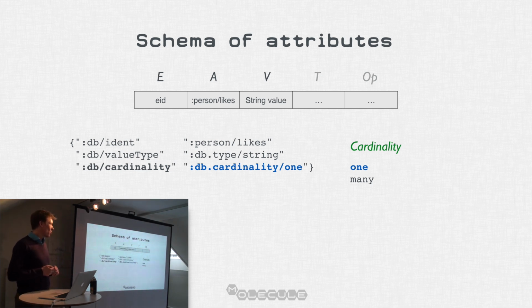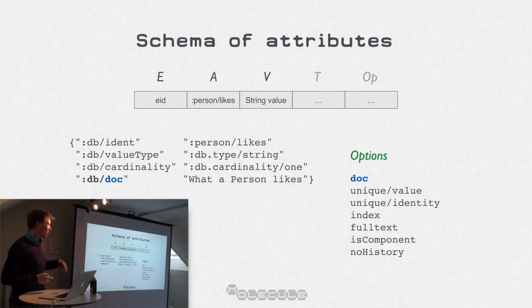So cardinality many values have set semantics. So it means that if you have multiple values, they're all unique. So you can't have like 10 of the same value in one cardinality many attribute.